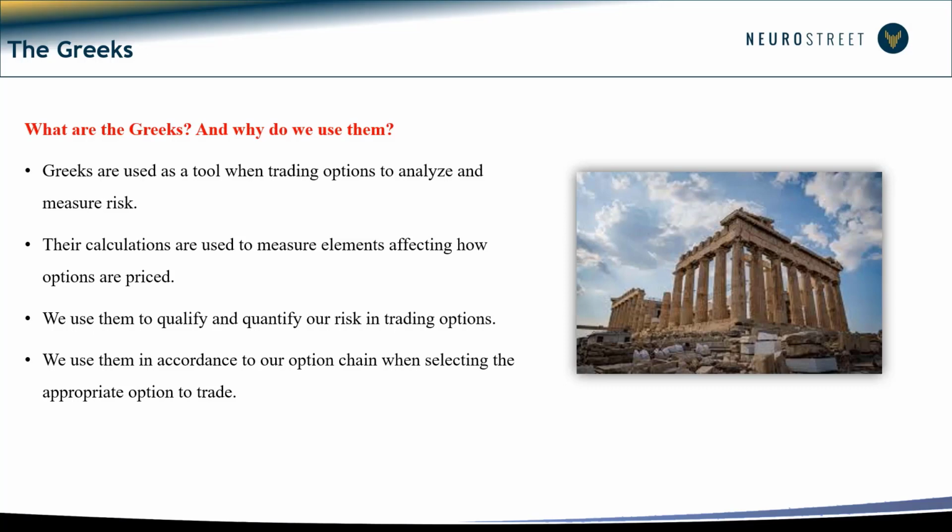Well, Greeks are used as a tool when trading options to analyze and measure the risk of the option contract. So their calculations are used to measure elements affecting how options are actually priced. And we use them to qualify and quantify the risk so that we pick the right option contract based off what we're looking to do. And we use them in accordance with the option chain when we select the appropriate option to trade.